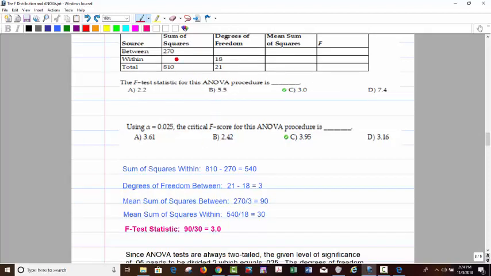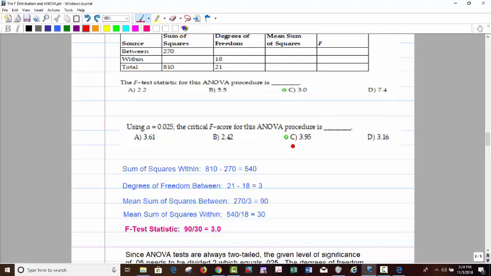So 540 would be the missing number for the first one, and 3 is the missing degrees of freedom. So 90 would be the top mean squares, where you take 270 divided by 3. Then you take 540 divided by 18 to give you 30. We have 90 divided by 30 equals 3. And so it would be 3.0. Now this was obviously set up where the numbers all worked beautifully. Don't always assume that's the case, but that's what basic calculators are for, to divide easily, with more decimal numbers and so on.